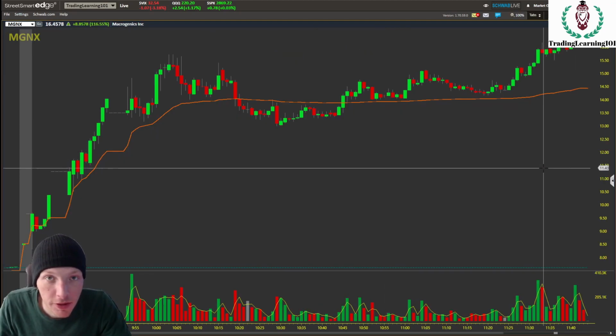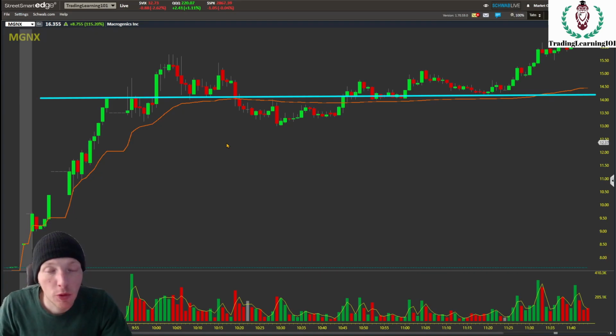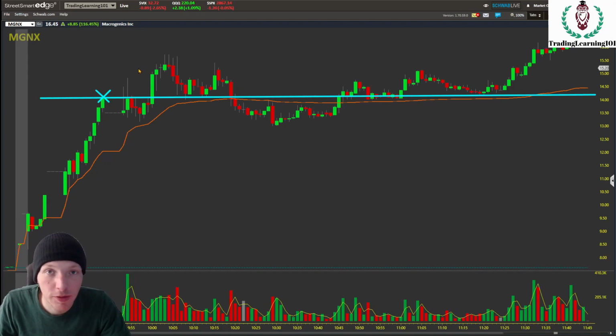Let's look at another example here on MGNX. This time we'll draw our line at $14. Stock runs up, could not break through it right there, got halted, pops up, and you see all these long wicks breaking through that resistance line.